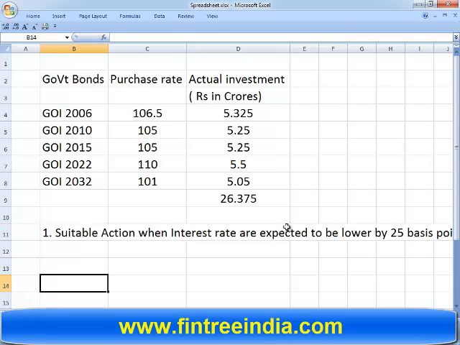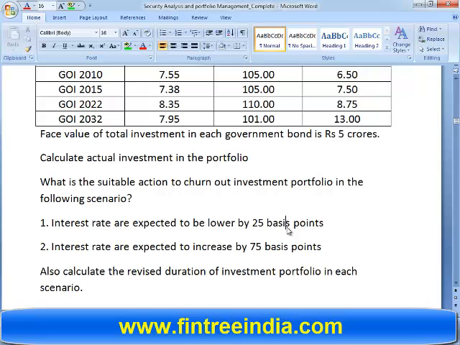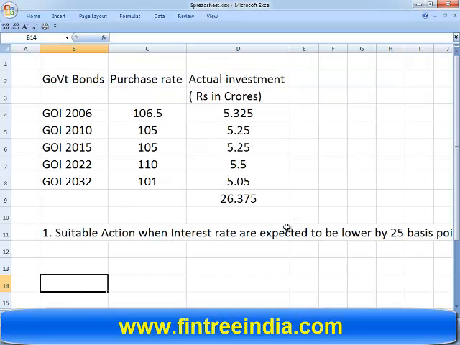Okay. So below that you can say, once you've given the heading, since the interest rates are expected to be lower, fund manager can sell the bonds with lower duration and purchase the bonds with higher duration.